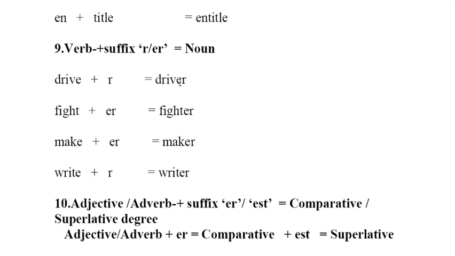Number 9 says verb plus suffix r or er and it becomes a noun. Drive plus r, driver. Fight plus er, fighter. Make plus r, maker. Write plus r, writer. So the r or er suffix is added with a verb and it becomes a noun.